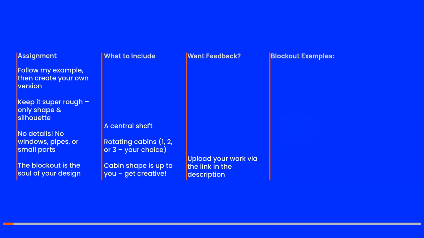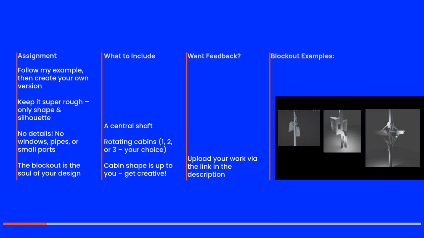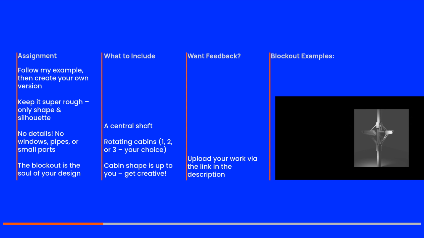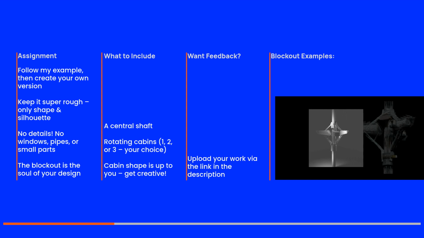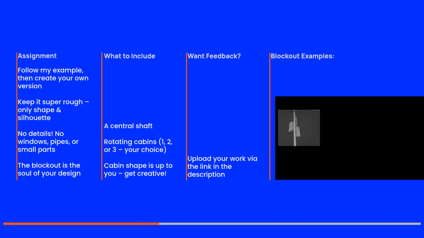All right, now it is your turn. For this assignment, block out your own version of a rotating space elevator. You can follow what I did first and then move on to your own design. It is very important to keep the blockout super rough without any details at the beginning, because the blockout will be the soul of your design. So don't add any windows or pipes or small elements yet. Just focus on the overall shape, and silhouette will handle the details in the next episode, I promise.